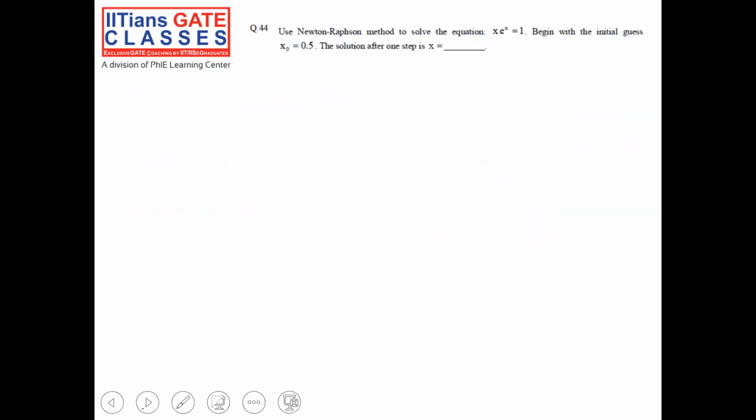Coming towards the next question. This question is from the numerical methods topic, especially on the Newton-Raphson method. So they are asking us to use this Newton-Raphson method to solve the equation x e to the power x equal to 1 and begin with initial guess of x naught equal to 0.5, and the solution after one step is.